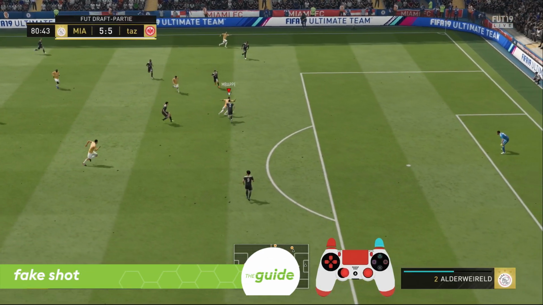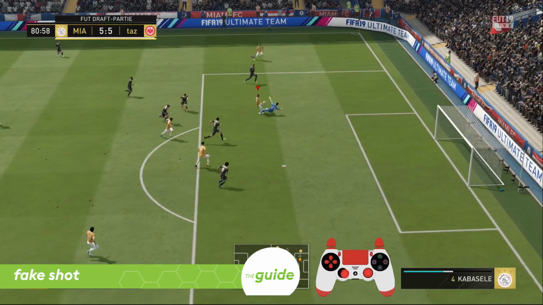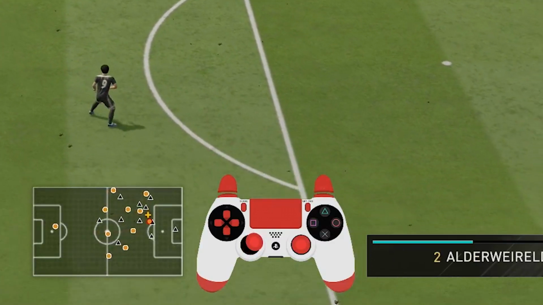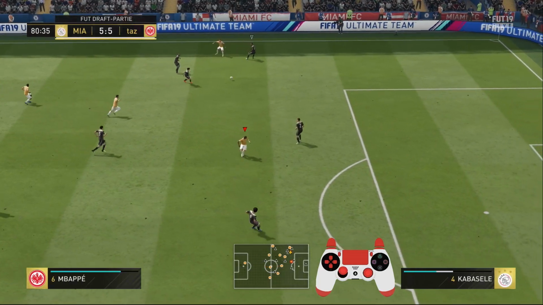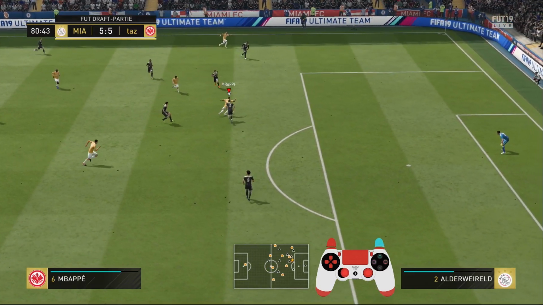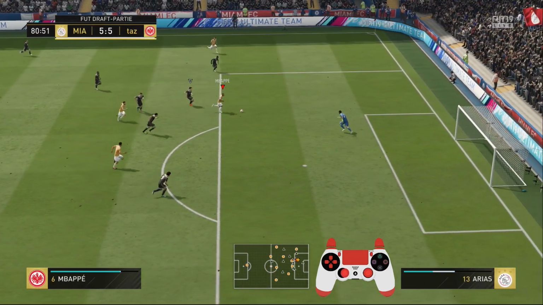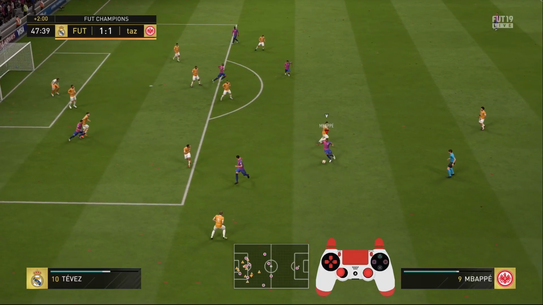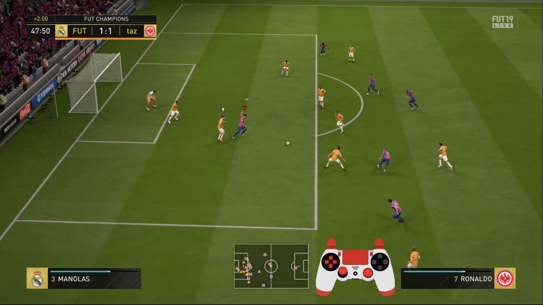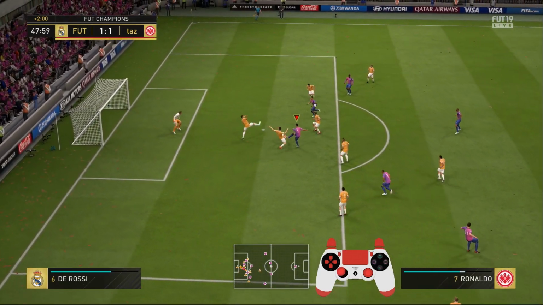The fake shot is one of the most important moves on creating chances. To do a fake shot, you have to press the crossing or shooting button and then in quick succession the passing button to cancel it. With the left stick you decide in which direction your player is doing the fake shot. Depending on pace, angle and skill move stars, you will see different variants of a fake shot.